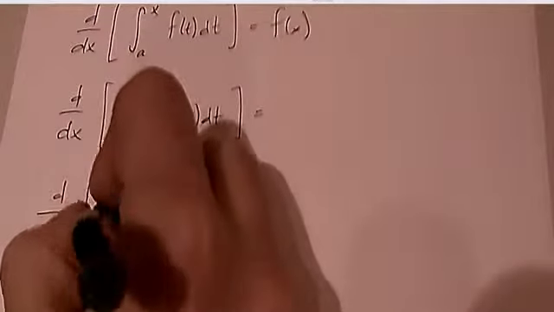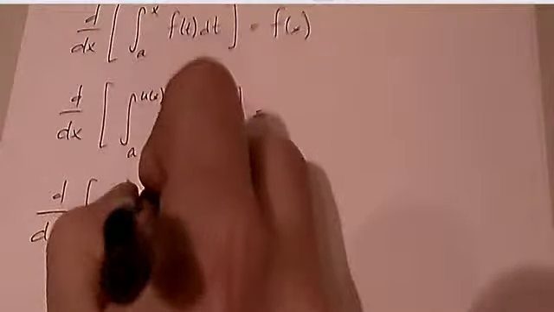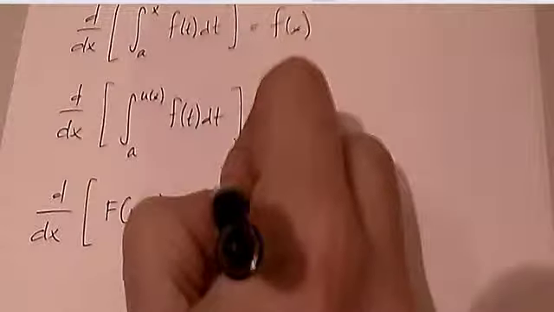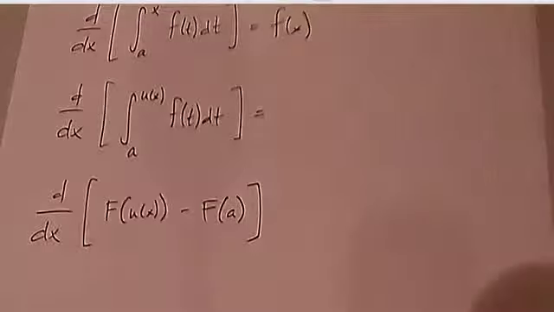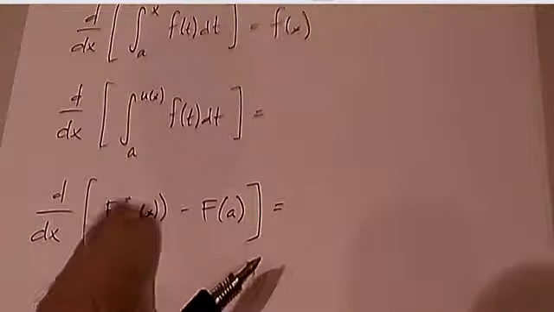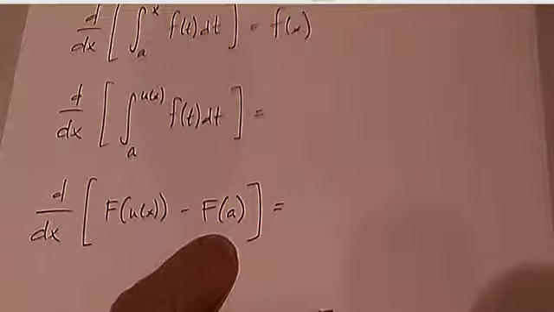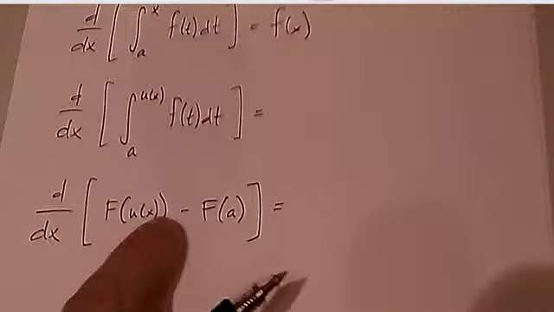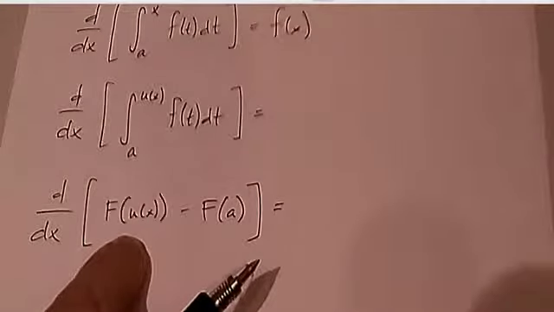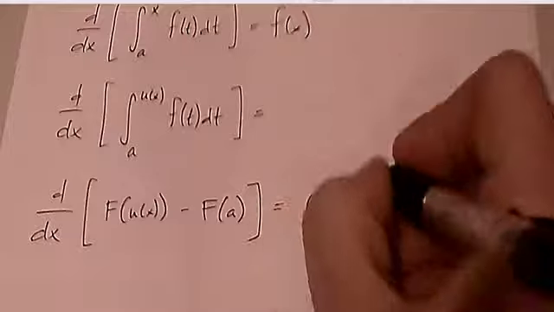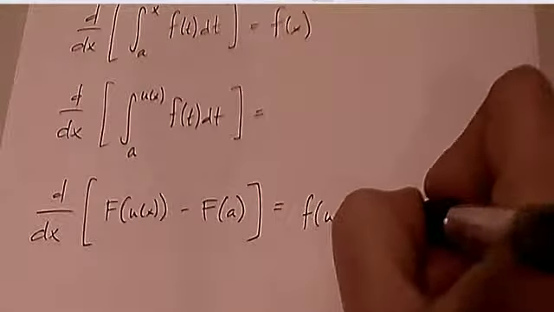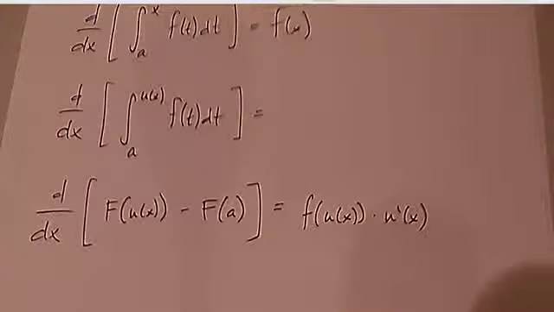That winds up being f of u of x minus f of a, right? That is the difference that implies. Okay, well, now when I differentiate term by term, what's the derivative? Oh, we already know the derivative of that. That's a constant. The derivative of that is 0. What's the derivative of that? Well, it's f of u of x times u prime of x. I have to do the chain rule.